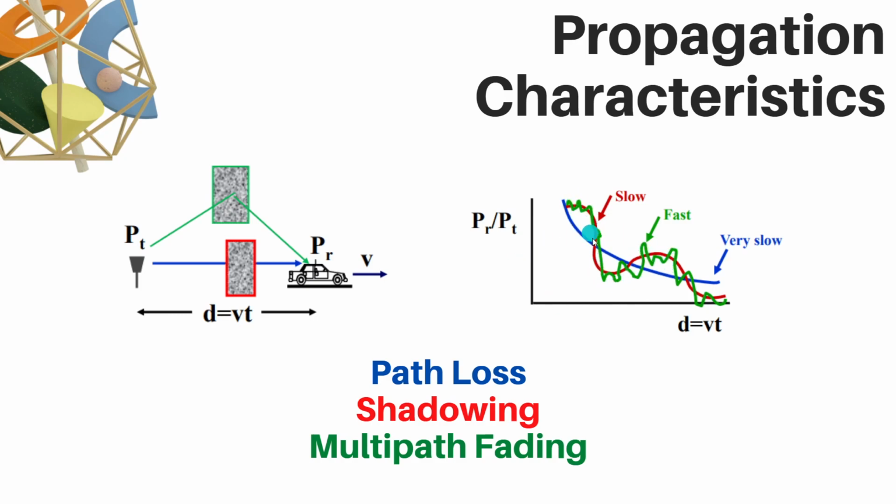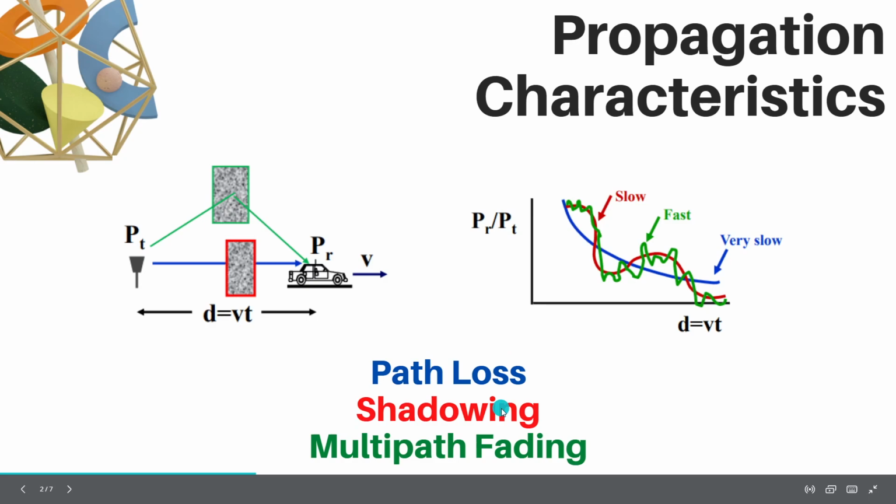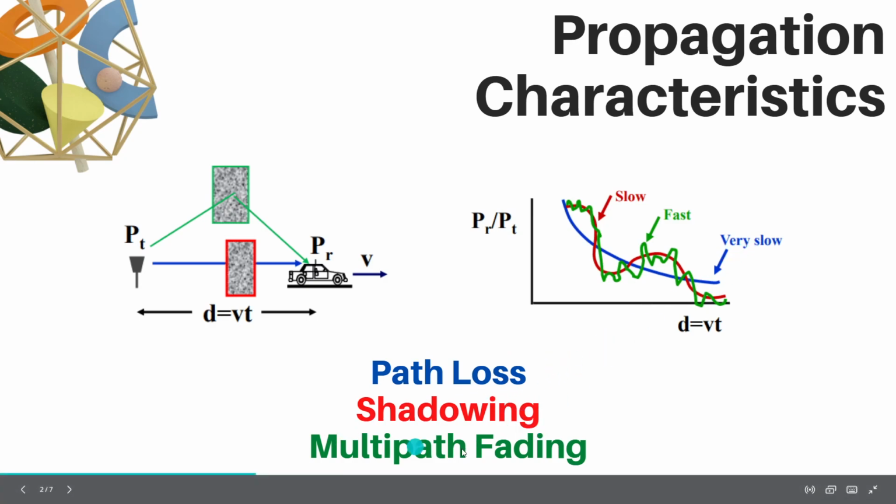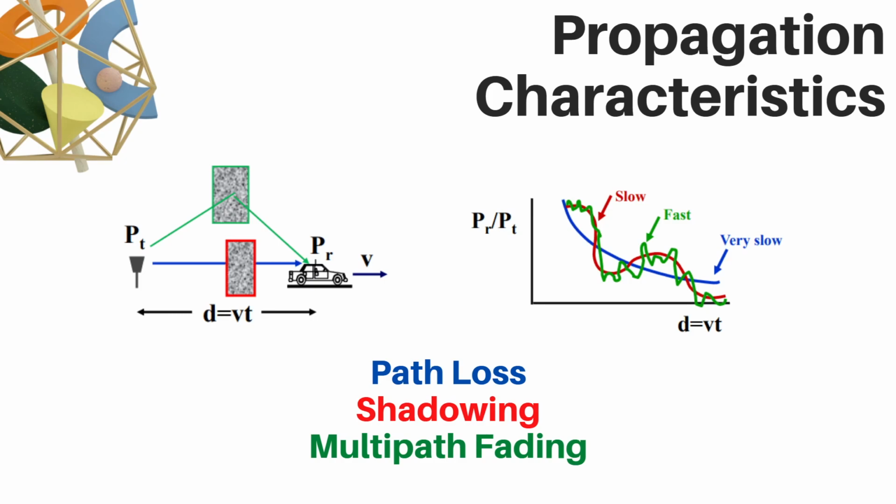All of the scenarios that I've previously explained are represented by path loss for the blue line, shadowing for the red line, and multipath fading for the green one. And in telecommunications, a predictable signal is the key to how much power the receiving side is going to compensate.